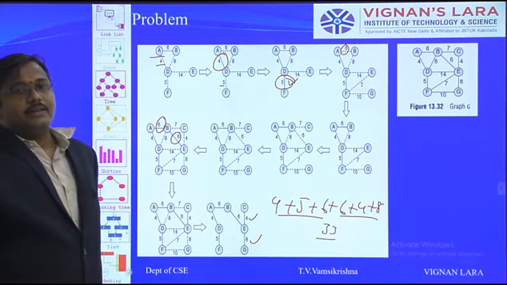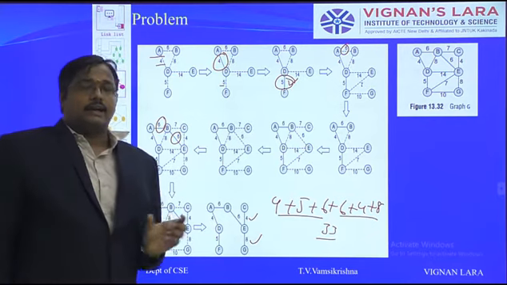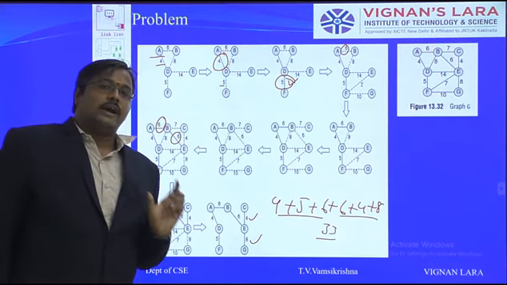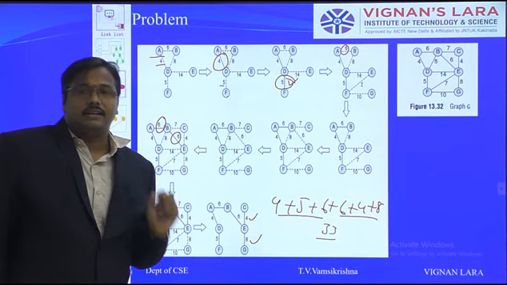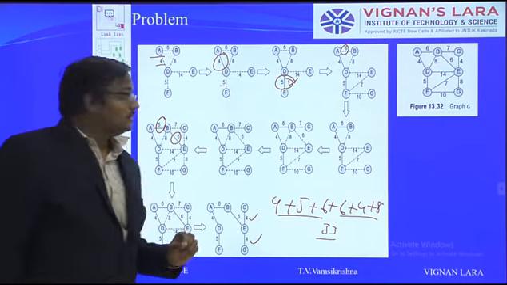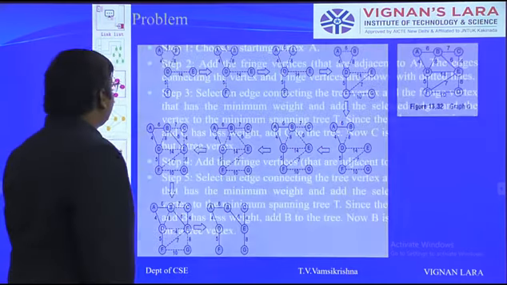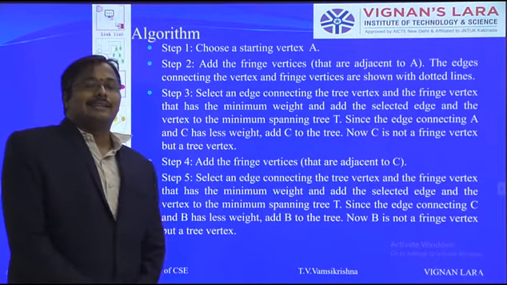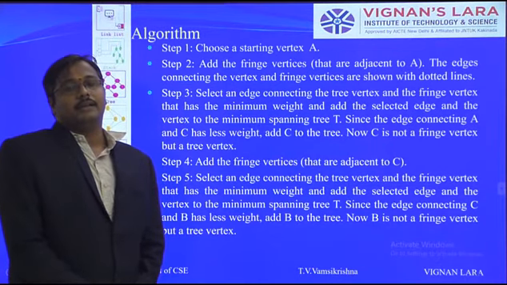So in the majority of the cases, they are given a graph and asked to find out the minimal spanning tree for the given graph. Or otherwise, they are asked what is the algorithm to calculate the minimal spanning tree. What is Prim's algorithm?